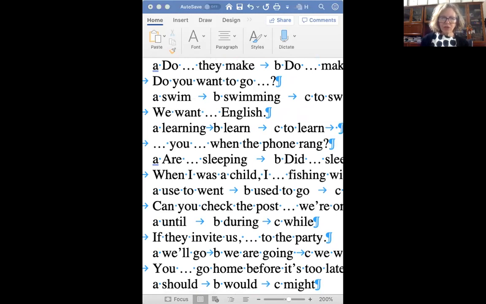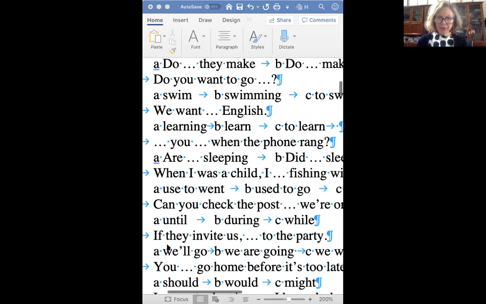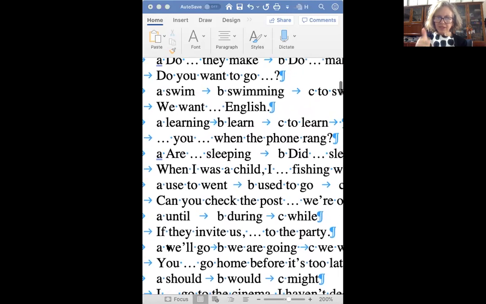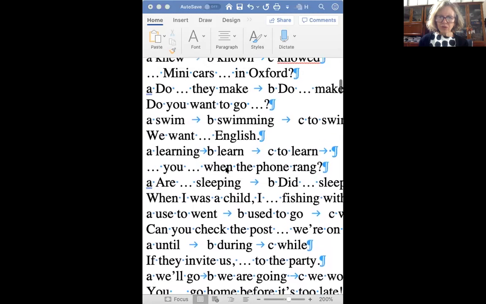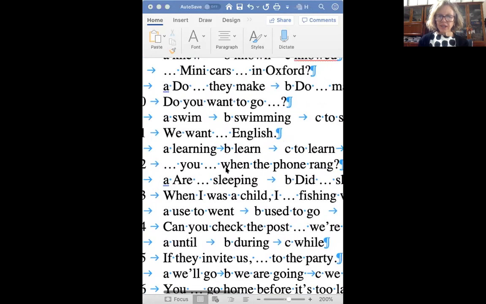But do you want to go? If you have the go there, we use the gerund. Anyone remember what a gerund is? So gerunds are the noun form of the verb. So do you like eating? So it's not actually the verb eating, it's the thing of eating. Good job. So you got the answer. Do you want to go swimming is correct.